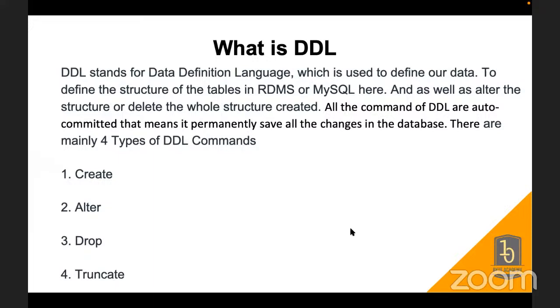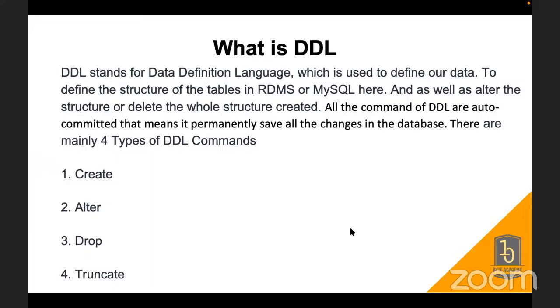So all the commands of DDL are auto committed. Commit means save. So when you commit something in the database, it means you save it and it will be permanently there in the database. So for the DDL commands, you don't need to give a commit command after that. It is auto committed. It is automatically saved. That means it permanently saves all the changes in the database. So there are mainly 4 types of DDL commands.